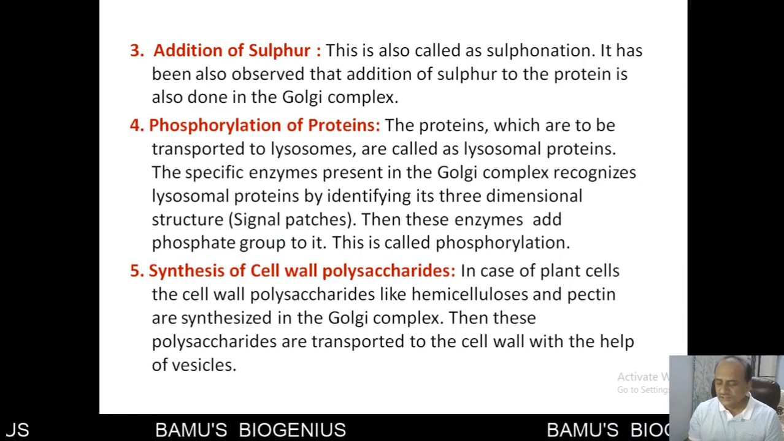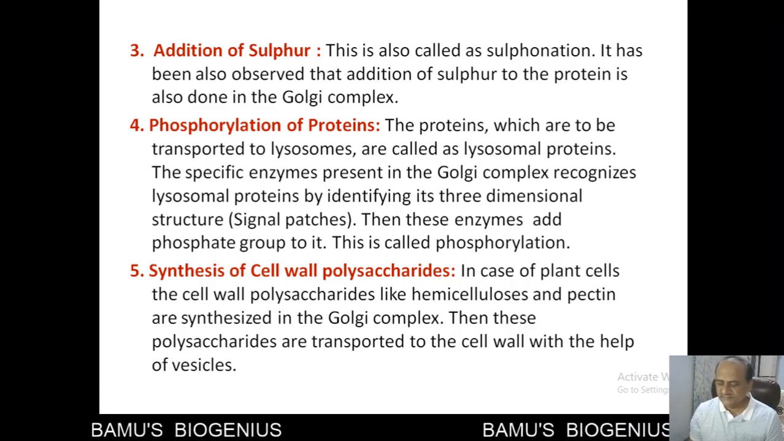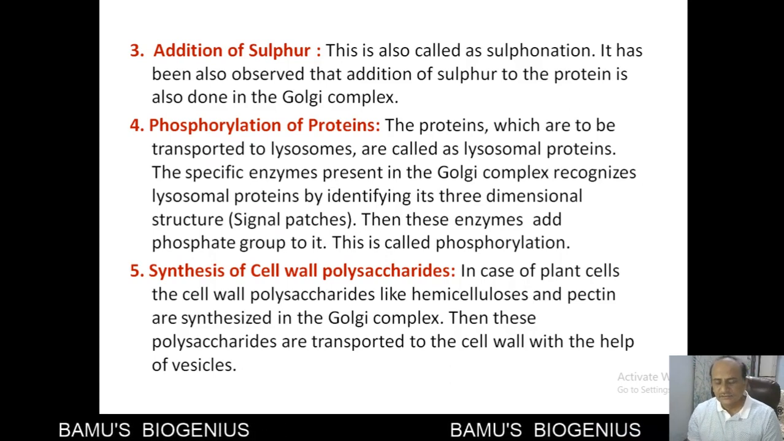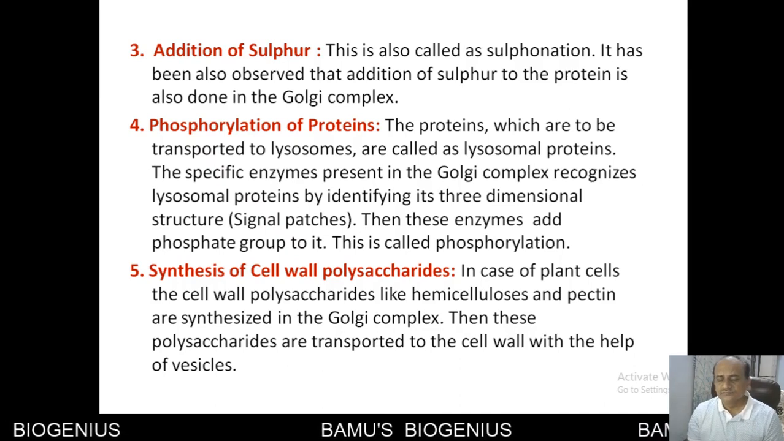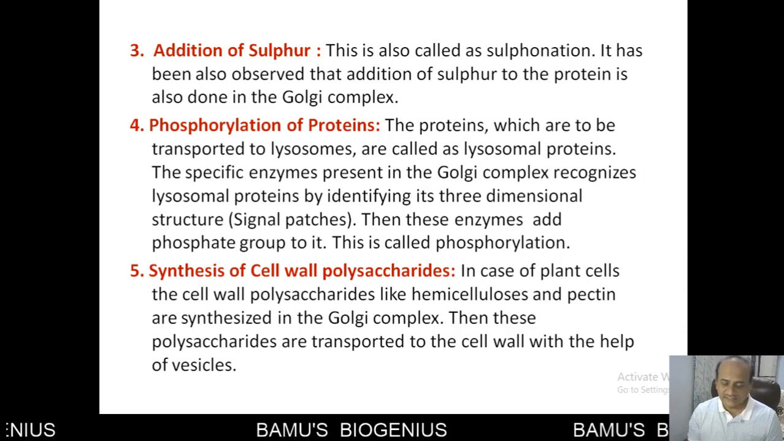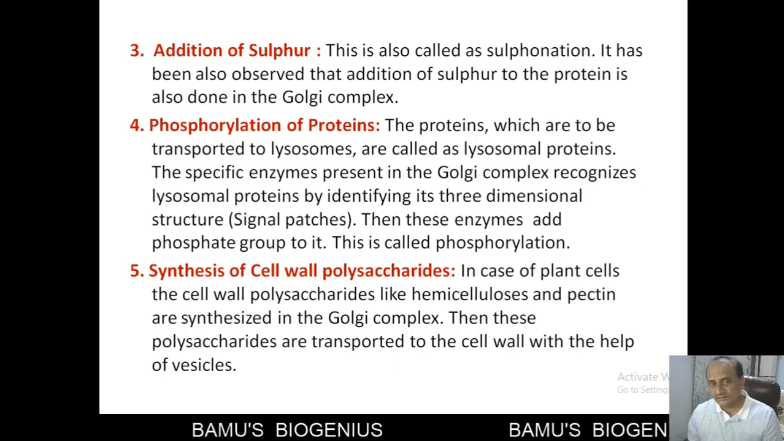In a protein, we know that proteins are made up of amino acids, and one of the amino acids is cysteine. So the two subunits are joined by the disulfide bonds, and this is how the sulfur is added to the protein. This kind of modification is done in the Golgi complex.